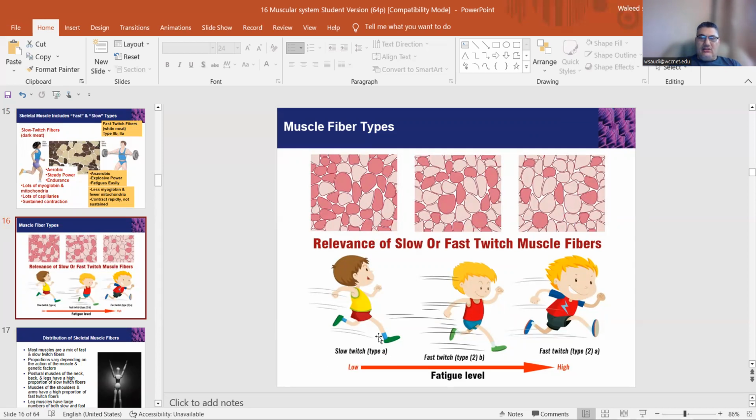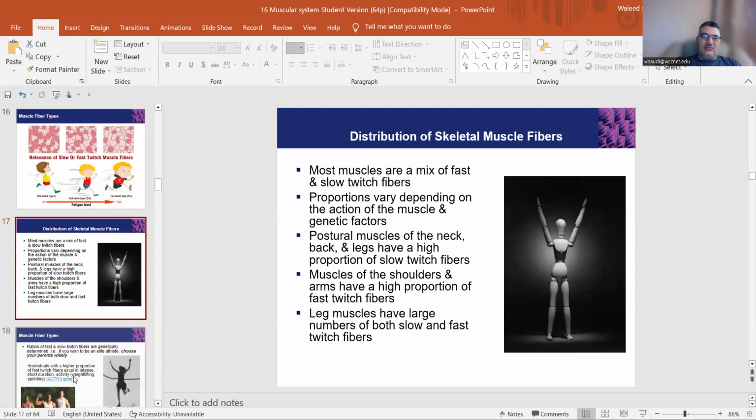So type 1 is the slow, like you're walking. Type 2 is fast. It's type 2A, I mean, which is fast, but it's not extremely fast. 2B is the one that's extremely fast, like you're running really, really fast.